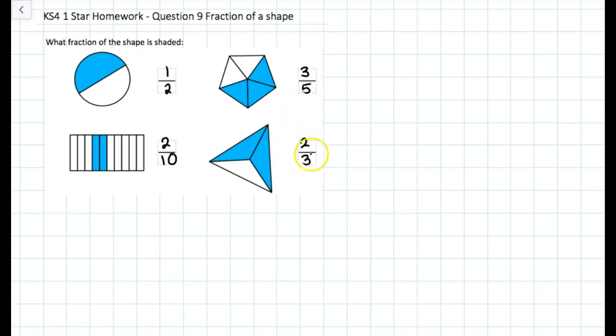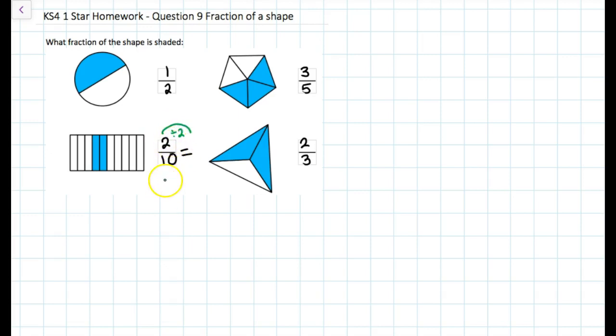Here, 2 and 3, no number other than 1 goes into 2 and 3, so that is in its lowest form. When we go on to this one, however, we've got 2 and 10. 2 goes into itself and 2 goes into 10, which means this can be simplified further. Now, the way you simplify is by identifying what number goes into them both. So we said that 2 goes into them both, which means we can divide the top by 2.